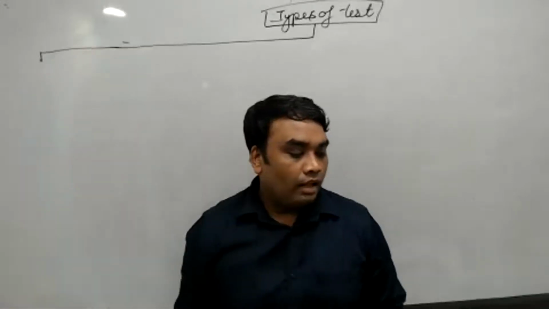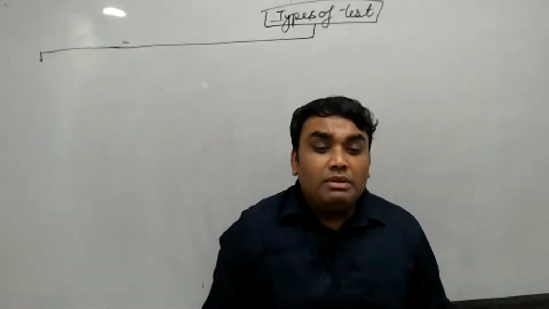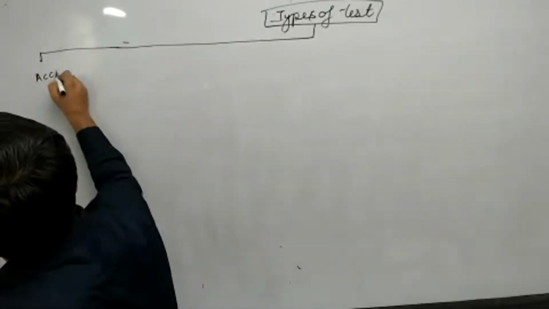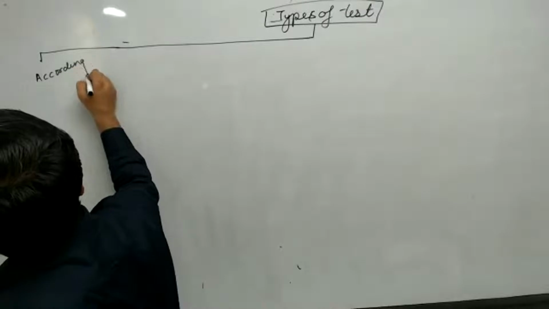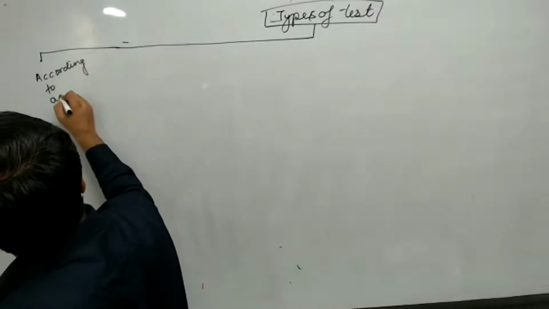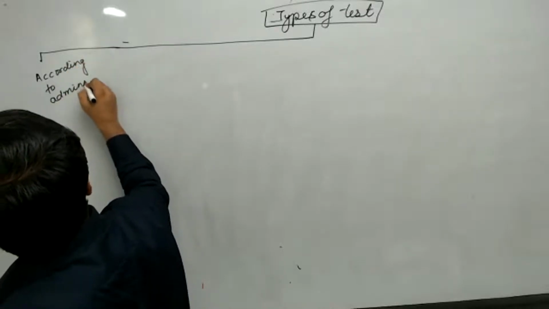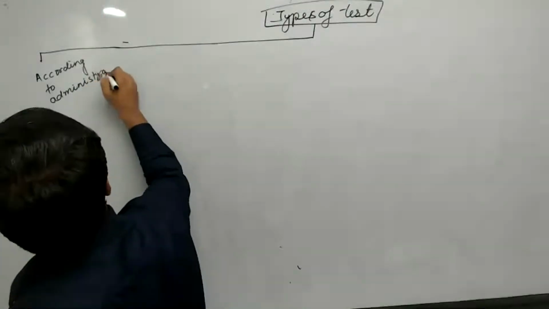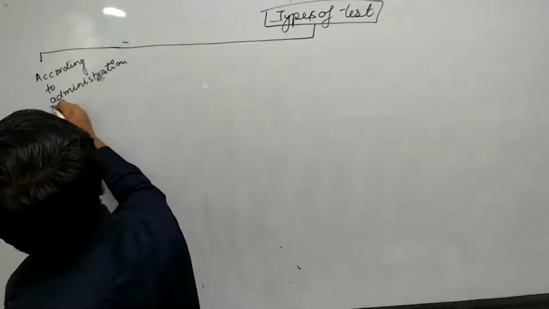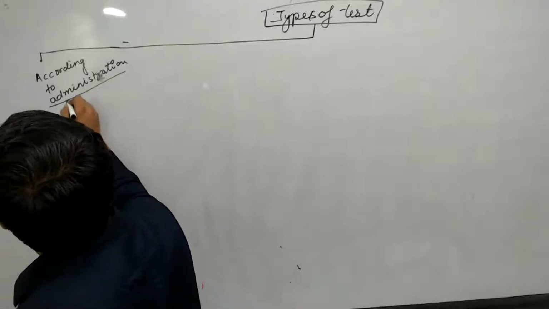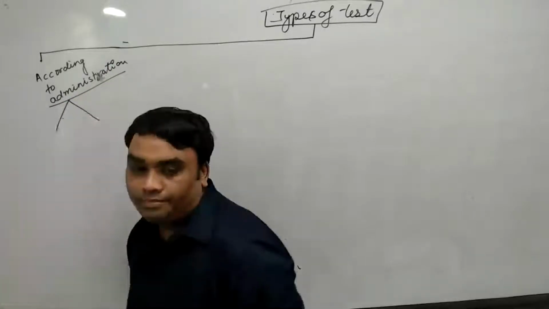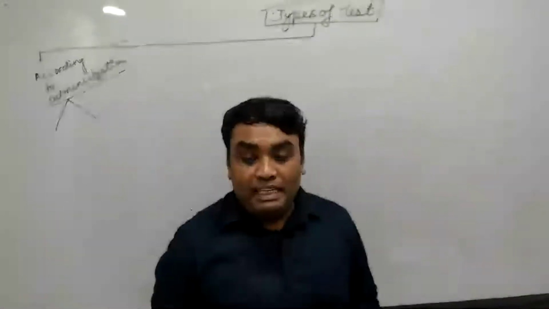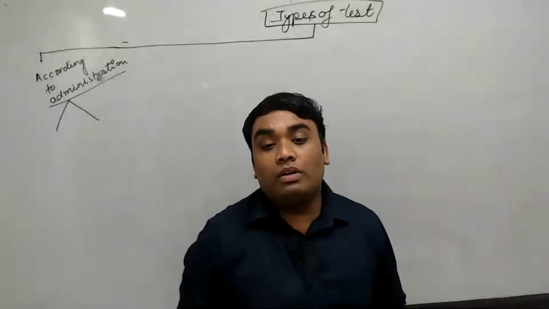First, according to administration. You note down according to administration. There is basically two types of test. Note down their names: speed test and power test.